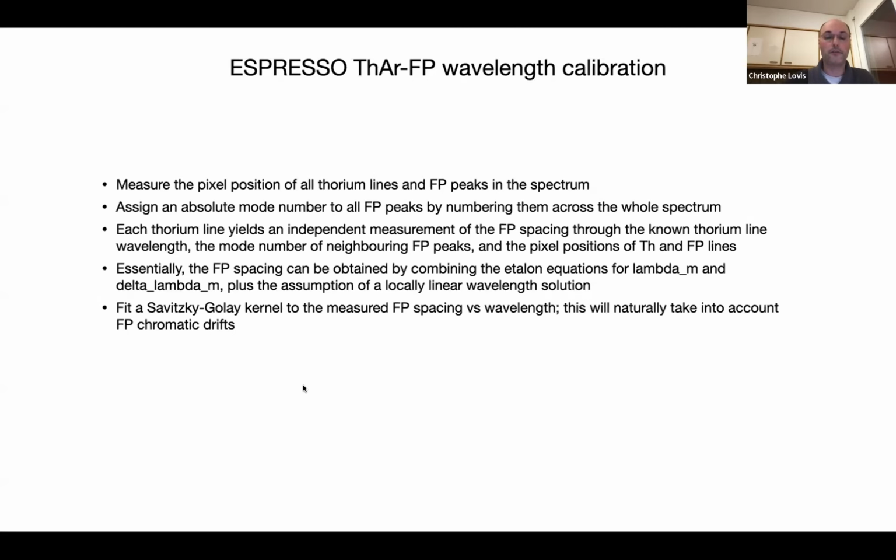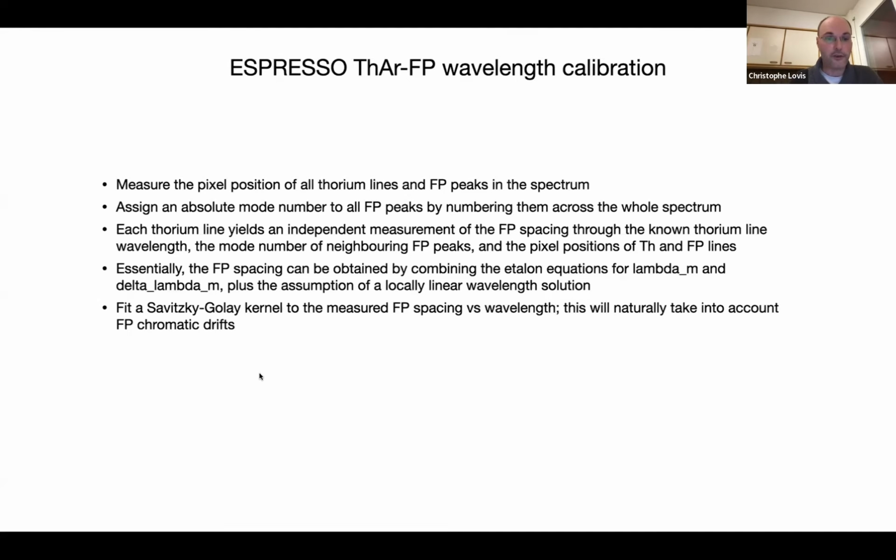So essentially, this is no magic. It's just using the echelle equations, the echelle equations for lambda_m and delta lambda_m. We also need an assumption of a locally linear wavelength solution. When I say locally, it is really around each thorium line and including the neighboring FP peaks. And so you mix all that and you can get an equation that will give you the FP spacing for each thorium line.